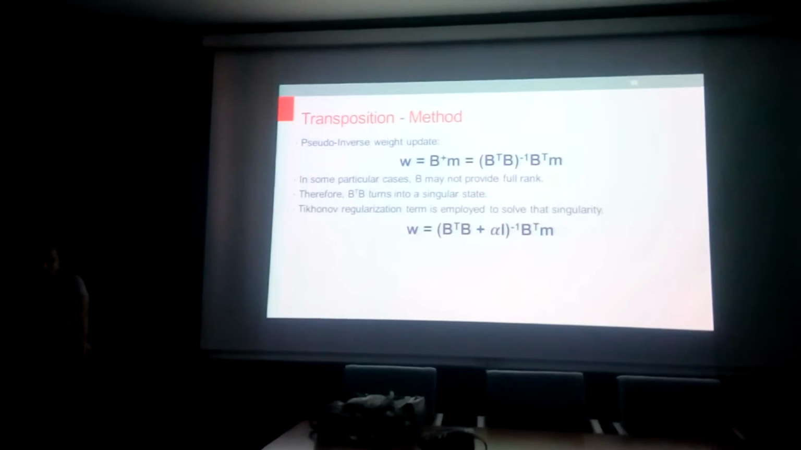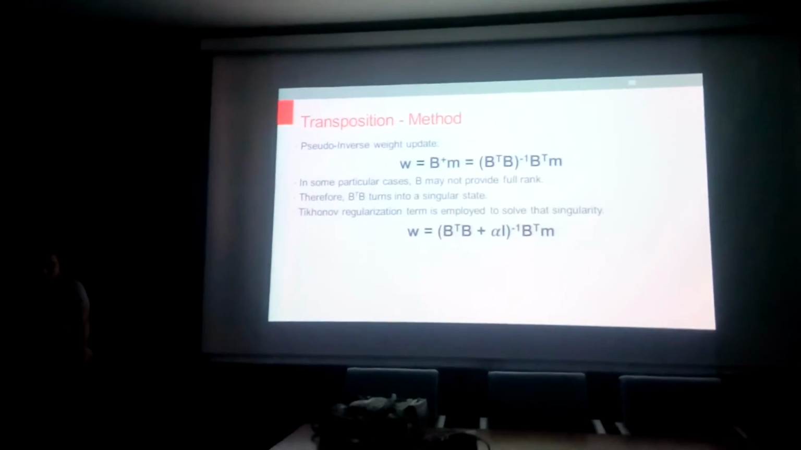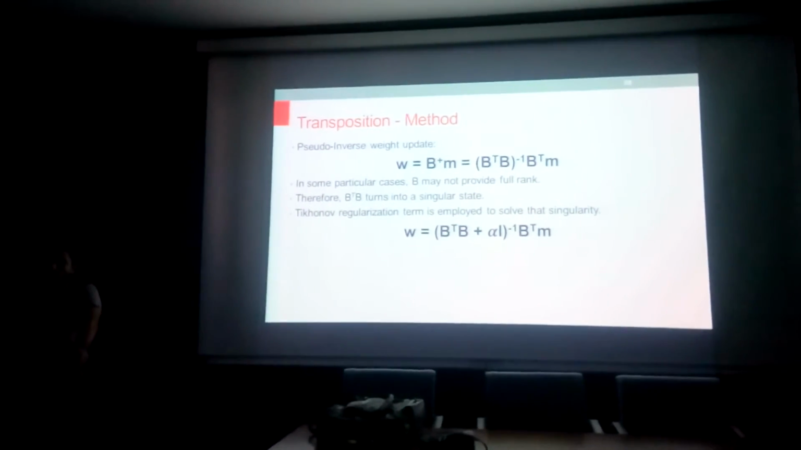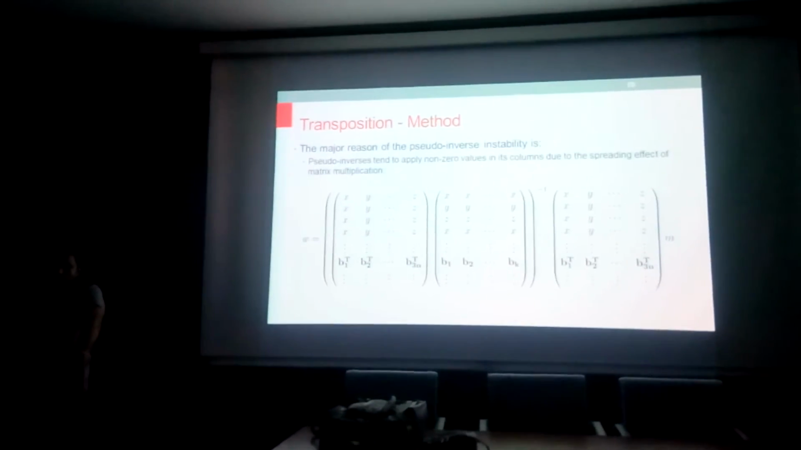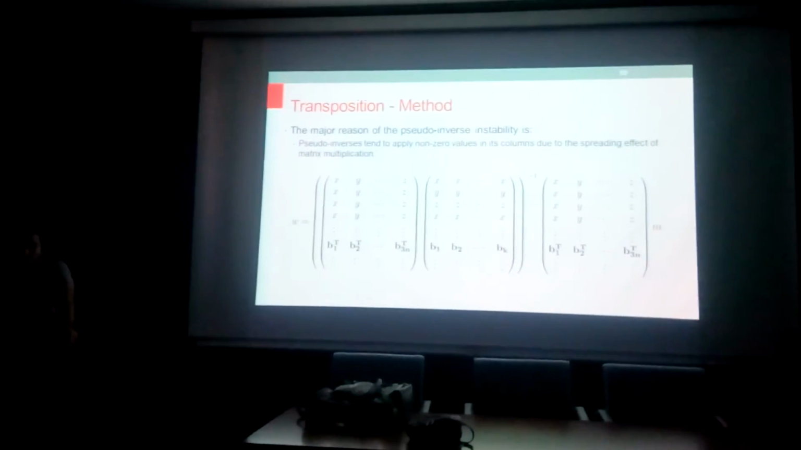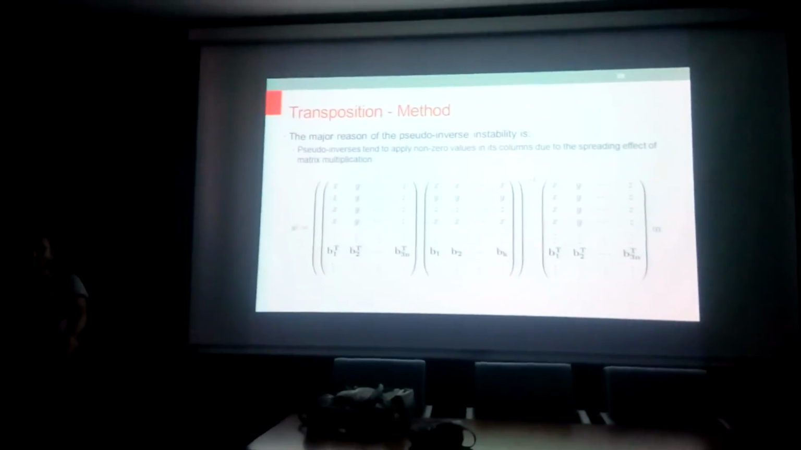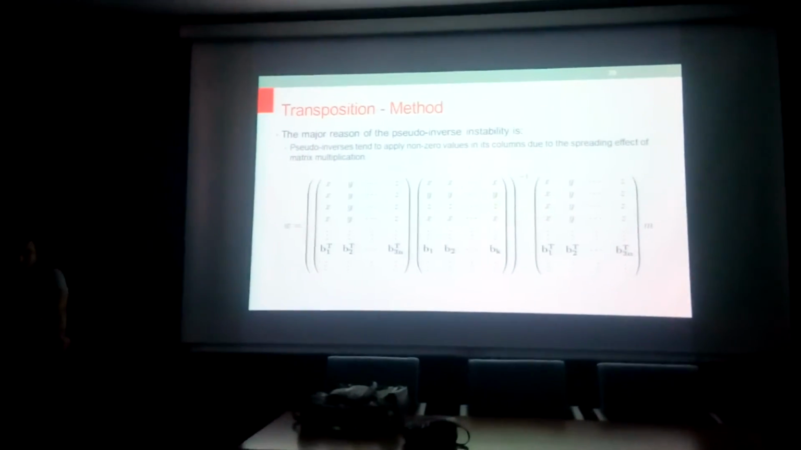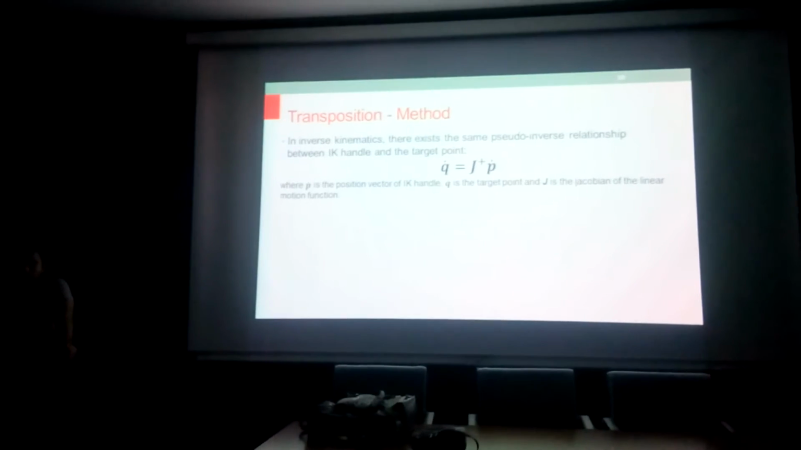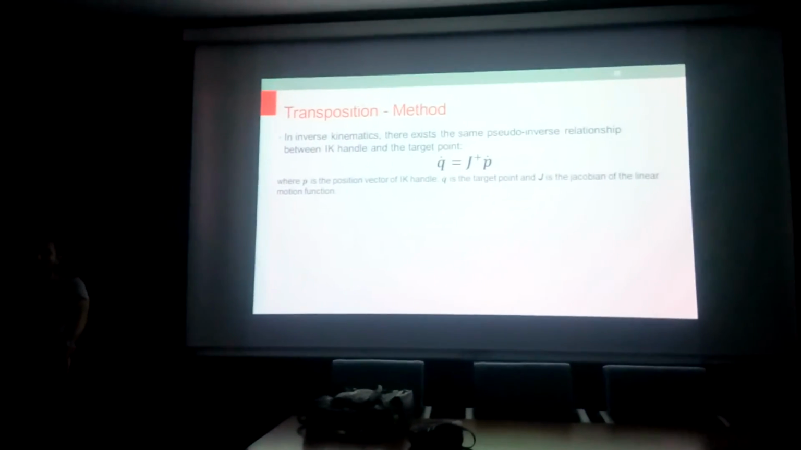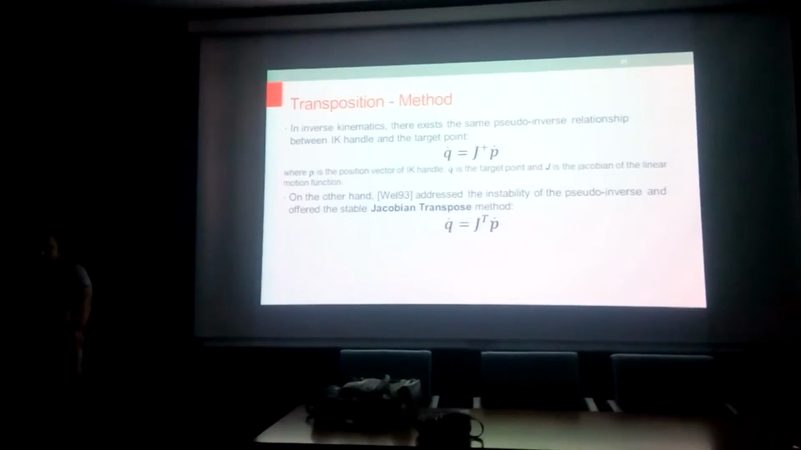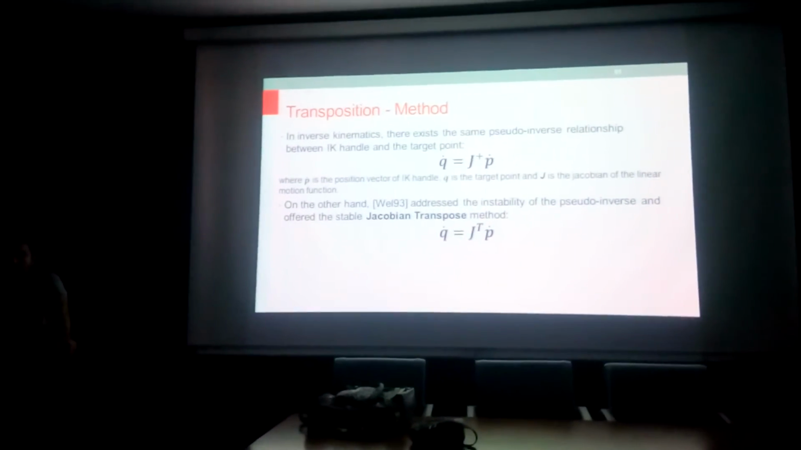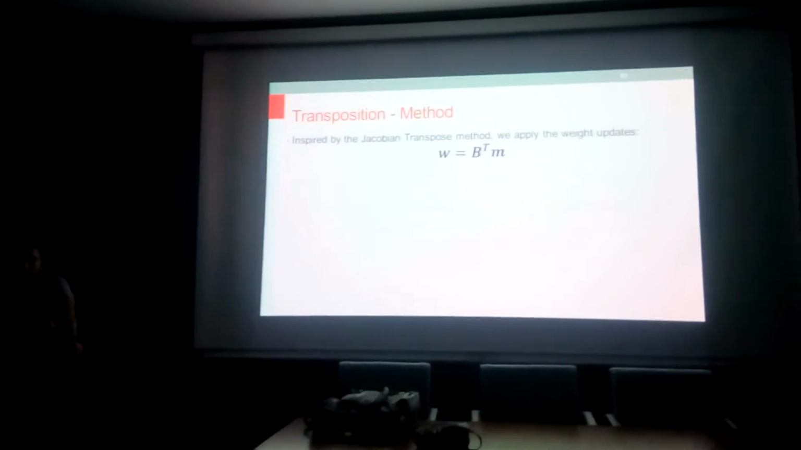However, it's a pseudo-inverse, and pseudo-inverse is very well known for its instability. But now, we turn back to the purest form of pseudo-inverse to see why it is not stable. The major reason is that pseudo-inverses tend to apply many non-zero values in their columns due to the spreading effect of matrix multiplication. And in inverse kinematics, there exists the same relation between the IK handle and the target point. However, in 1993, Wolovich addressed this instability of pseudo-inverses and offered the stable Jacobian transpose method.